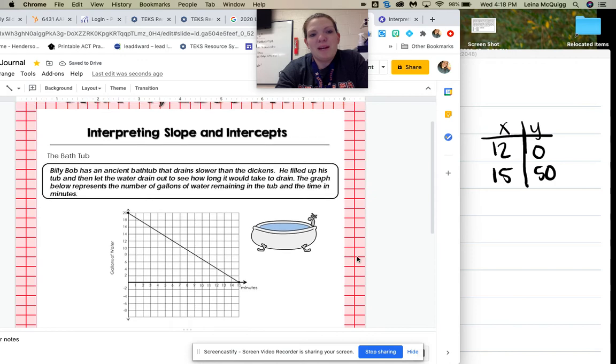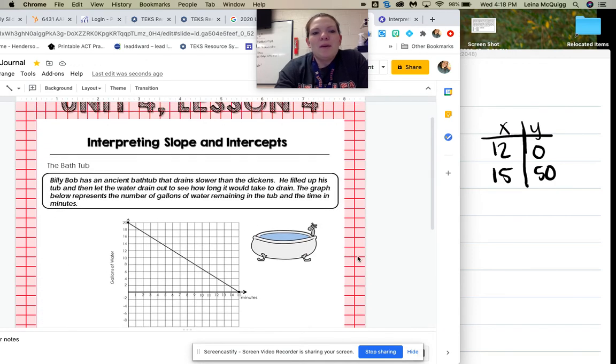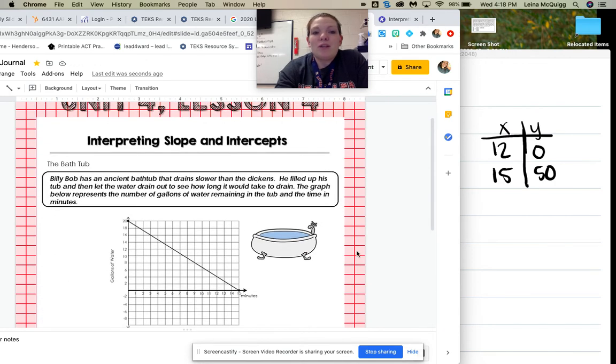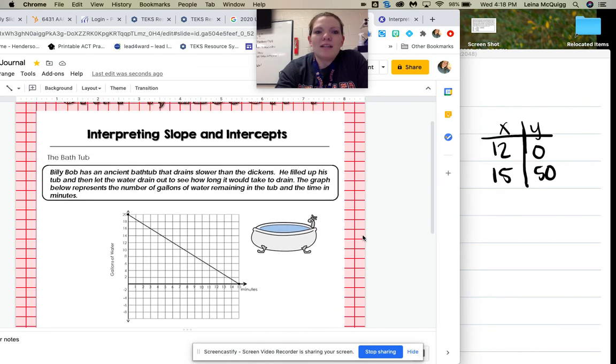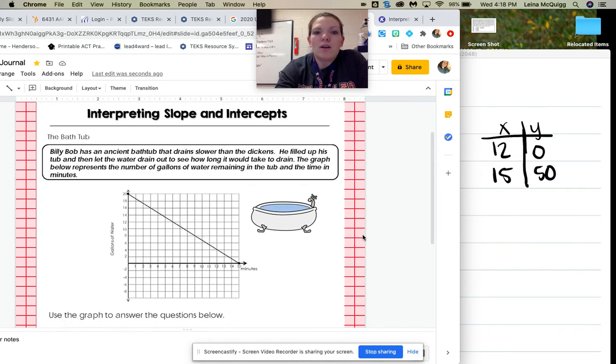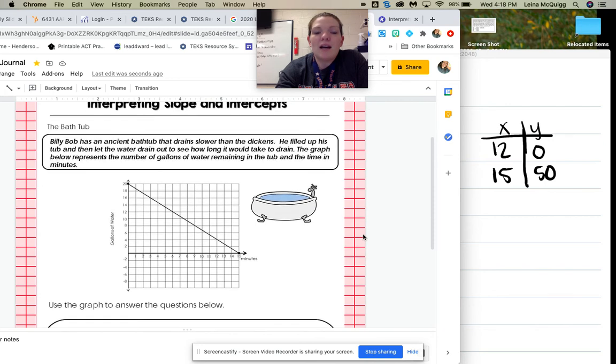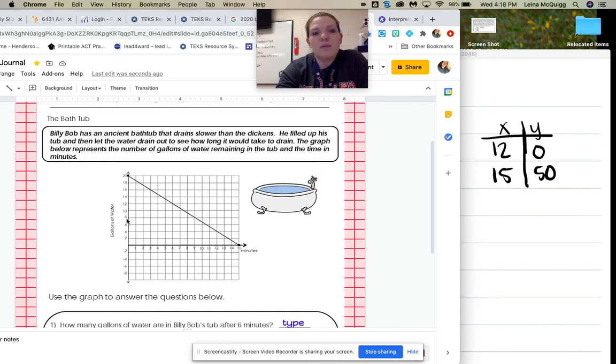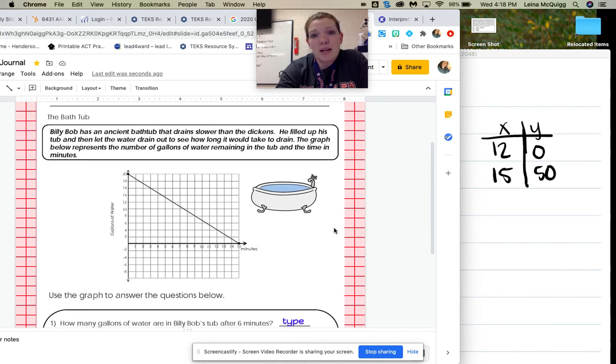So let's do another problem, the bathtub problem. Billy Bob has an ancient bathtub that drains slower than the Dickens. He filled up his tub and then let the water drain to see how long it would take to drain. The graph below represents the number of gallons of water remaining in the tub and the time in minutes. So gallons of water, time that has passed. So Billy Bob's got a lot of time on his hands. He's going to sit there, let his tub drain, let all the water drain out, and he's timing it to see how long it actually takes for all the water to get out of his bathtub.